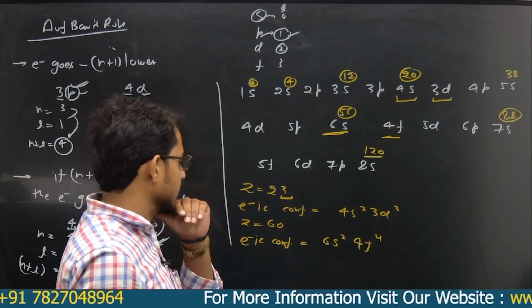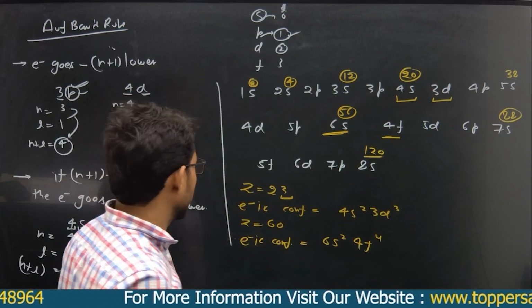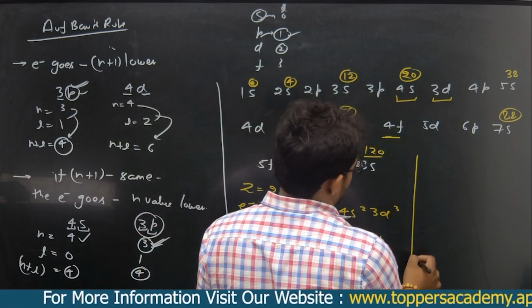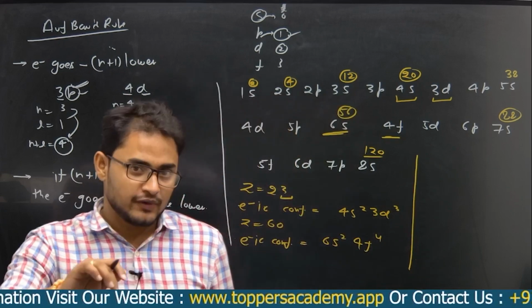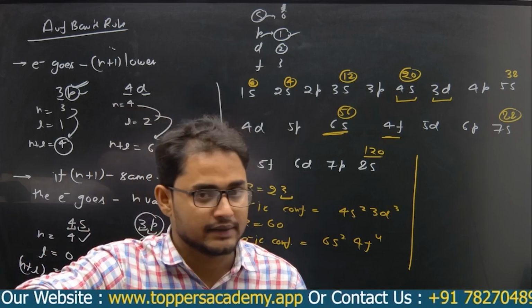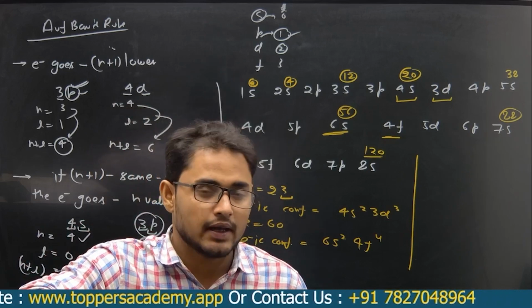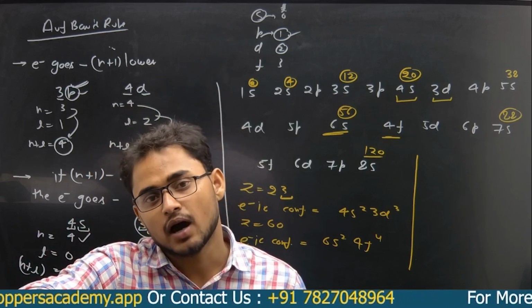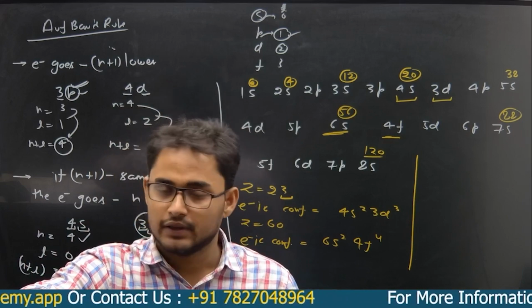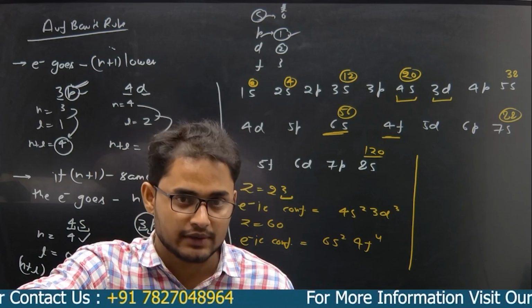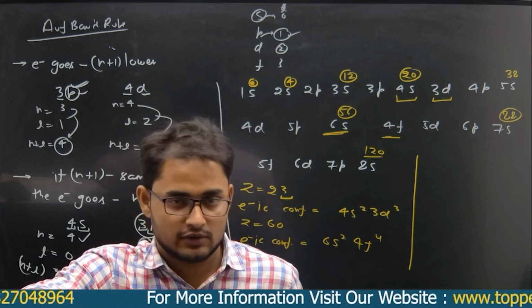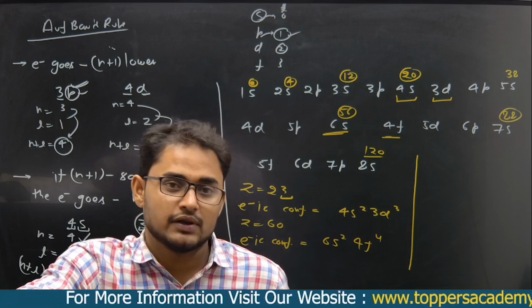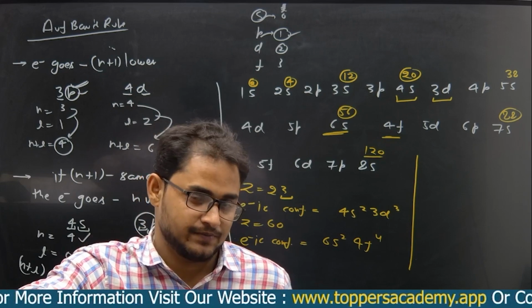So I can write electronic configuration in 5 to 10 seconds in this way. Now one more thing. Half filled and fully filled orbitals, half filled and fully filled subcells are more stable. There are 2 reasons for their stability. One reason is symmetrical distribution of electrons. Another reason is exchange energy, right?